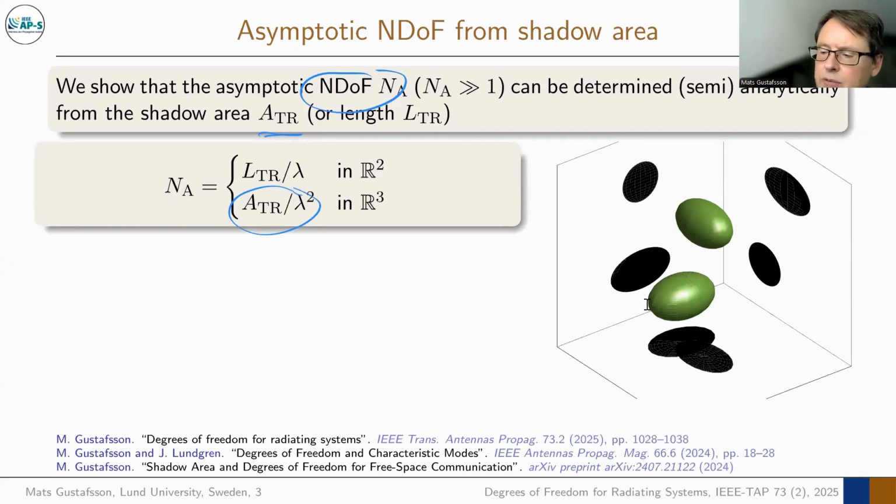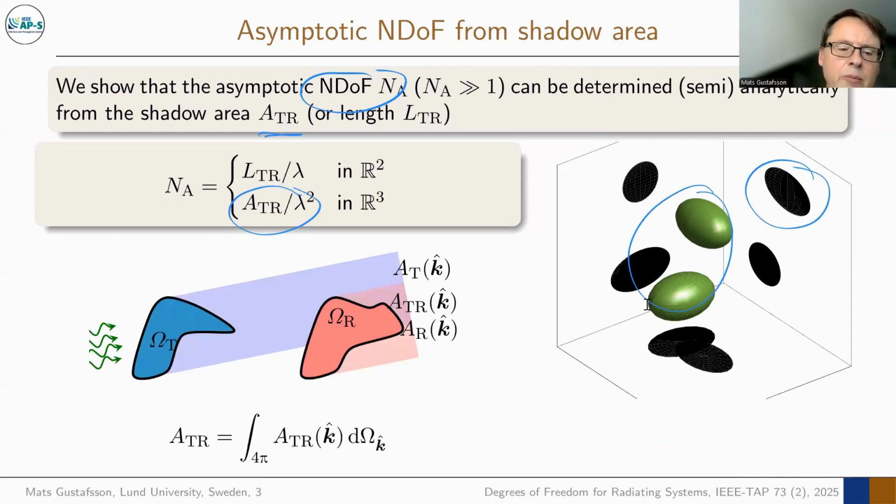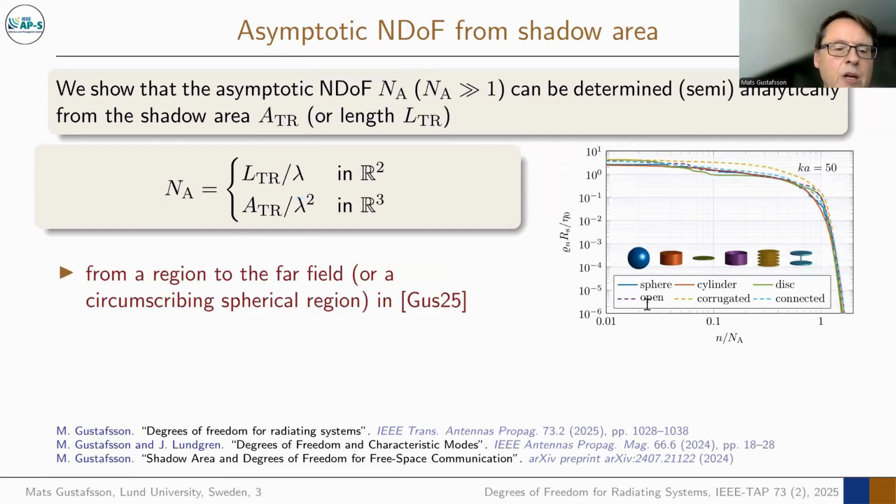What is shadow? If you have an object here, you all know what the shadow is. Now we need to determine the area of that shadow. And we do that by illuminating it from all directions and summing up what these are. This is basically what we need to compute. That is easy to compute. So let's look at what's happening if we do that for some cases.